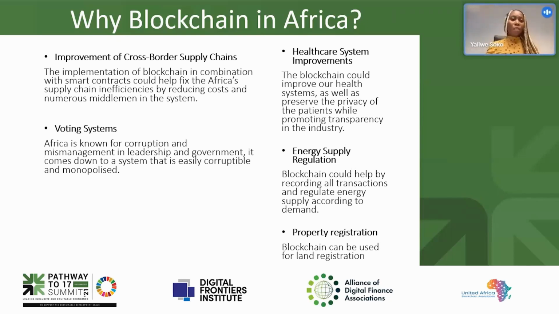So the first thing I'm going to talk about is improvement of cross-border supply chains. The implementation of blockchain in combination with smart contracts could help fix Africa's supply chain inefficiencies by firstly reducing costs and also removing a lot of middlemen. So there are numerous middlemen within the supply chain system, and blockchain will be able to help us to reduce costs and middlemen. So a transaction could be just between the transacting party and the receiving party. And also with smart contracts, the smart contracts would be able to execute themselves, so there's no need to engage a lot of parties, including a lot of maybe legal firms and other things like that.